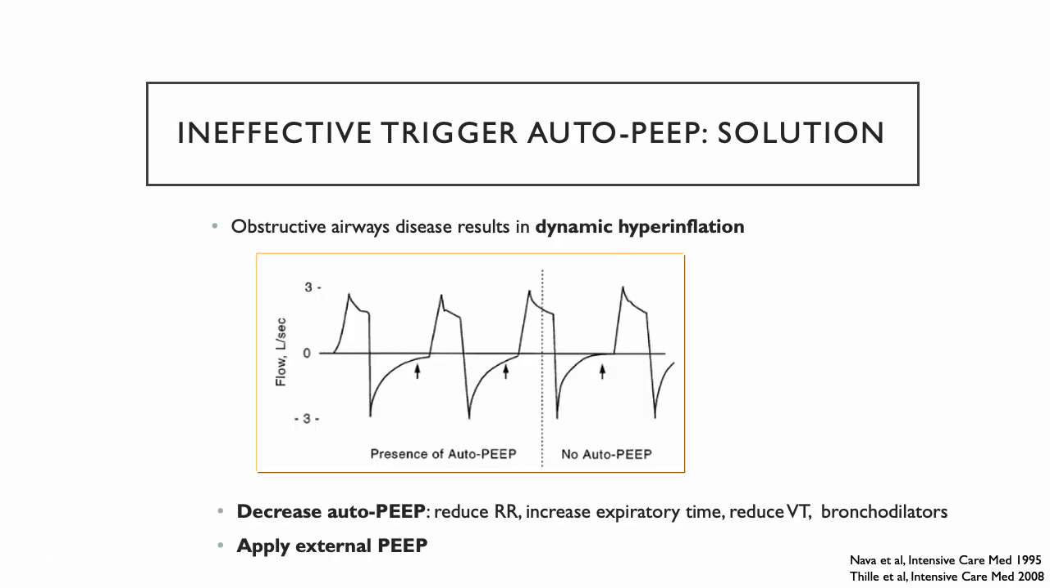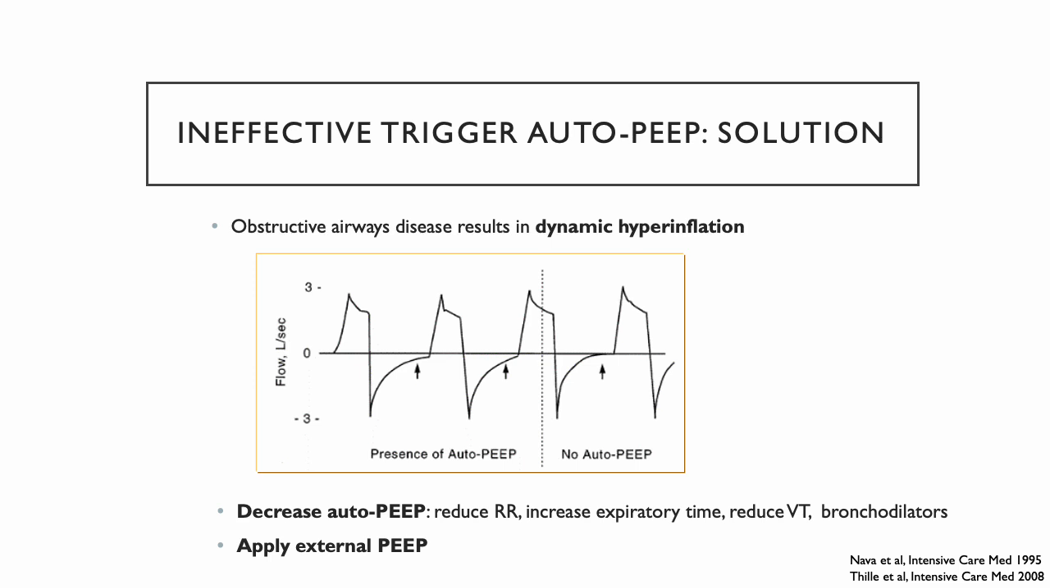For ineffective trigger due to dynamic hyperinflation, some of the strategies to mitigate this would be to decrease the amount of auto-PEEP by allowing for more expiratory time. This can be achieved by reducing the respiratory rate, shortening the inspiratory time, reducing the tidal volume, or bronchodilating the patient.